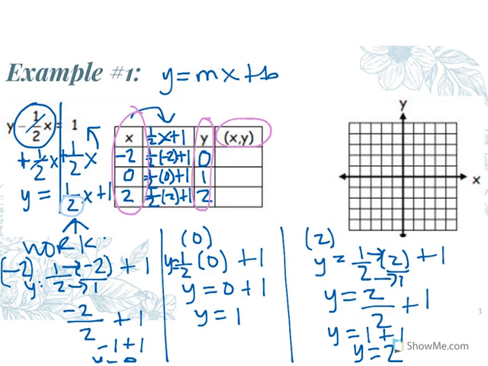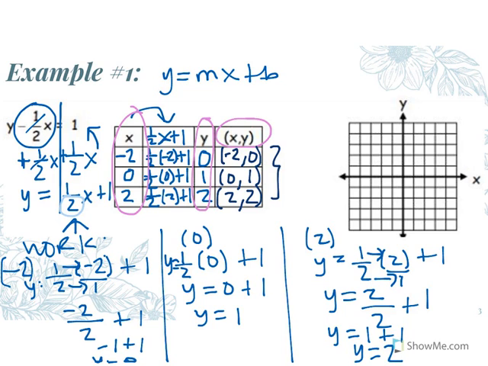So when we go get the x and y values, we're going to see that we have -2, comma 0. Our next one is 0, comma 1. Our next one is 2, comma 2. So now we have found 3 of our points here. So now I'm going to plot these on our graph.